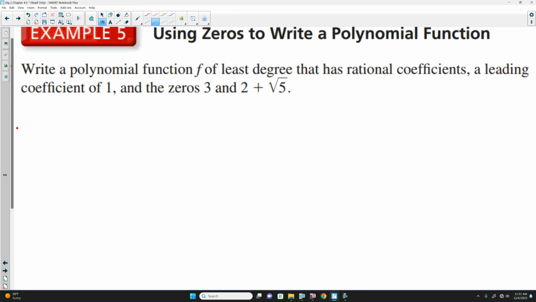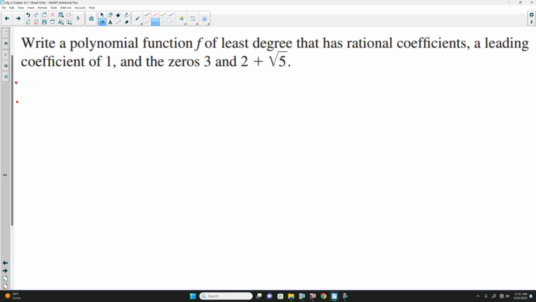But we're not going to be, well, we can kind of use that, but also we're going to be doing this here. We want to write a polynomial function of least degree that has rational coefficients and a leading coefficient of 1. What they're telling us and what we're doing here is it told us one of the zeros is 3, one of them is 2 plus the square root of 5, and we want to get back to the polynomial function that has these solutions. We're working backwards. On the previous ones, they gave us a polynomial equation. We found the solutions. Now we're starting with the solutions, and we want to get back to the starting function.